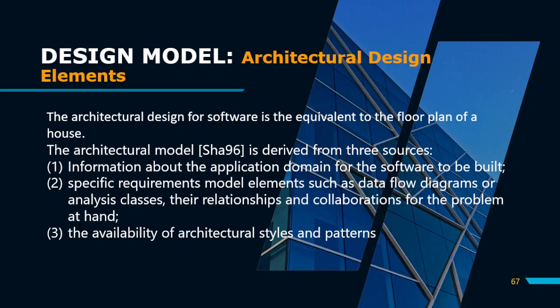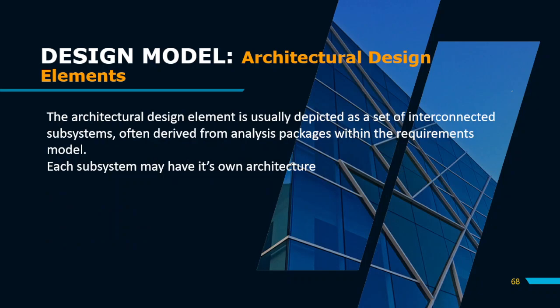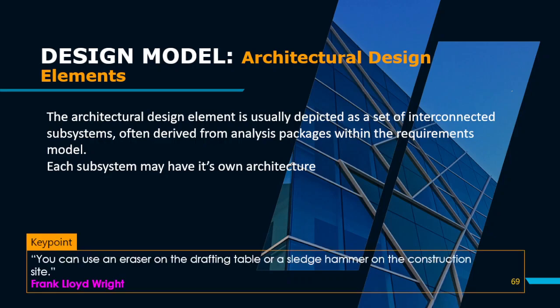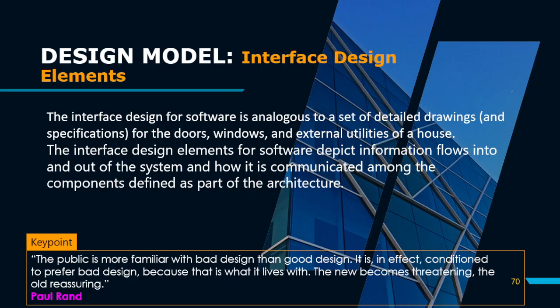Architectural design for software is the equivalent of the floor plan of a house. That architecture model is derived from three sources: information about the application domain for the software to be built; specific requirements model elements such as data flow diagrams or analysis classes, their relationships and collaborations for the problem at hand; and the availability of architectural styles and patterns. The architectural design element is usually depicted as a set of interconnected subsystems, often derived from analysis packages within the requirements model. Each subsystem may have its own architecture. Next one is interface design elements.